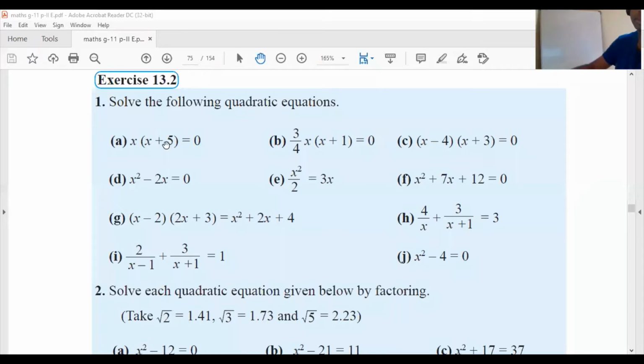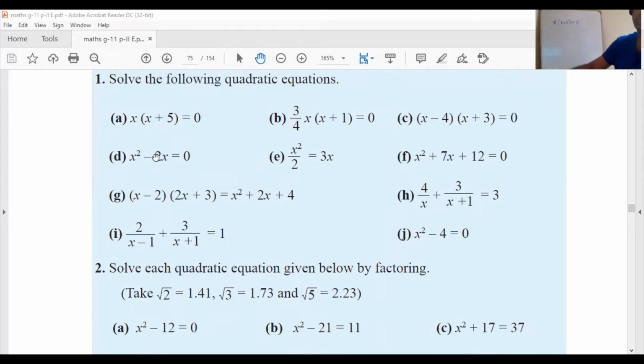Here, what should we do? The quadratic equation x within brackets x plus 5 equals 0. We have to solve this quadratic equation. This is the first question.